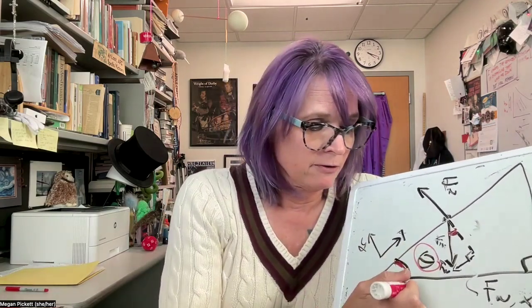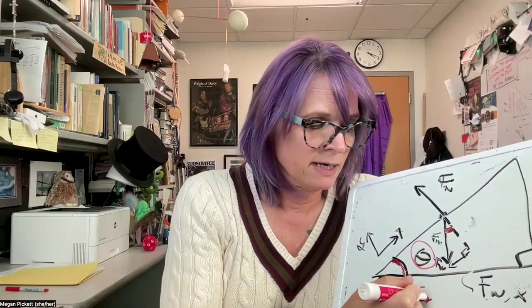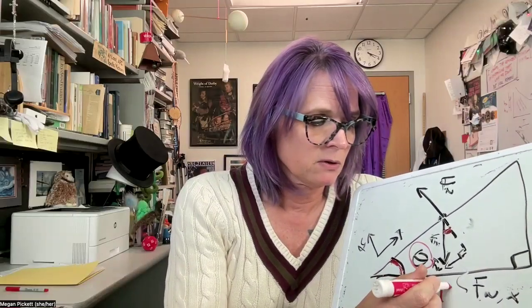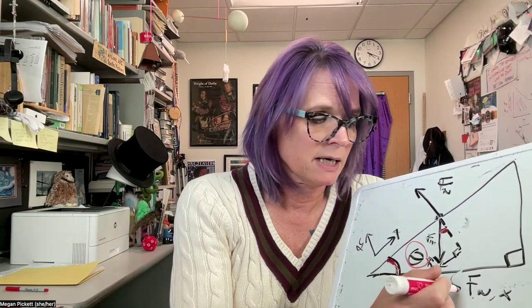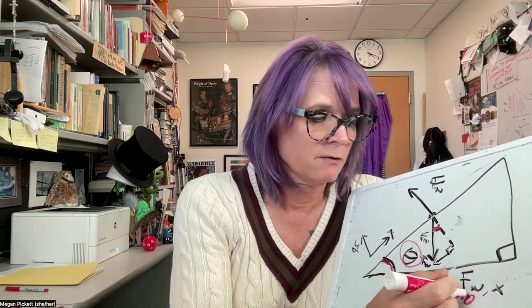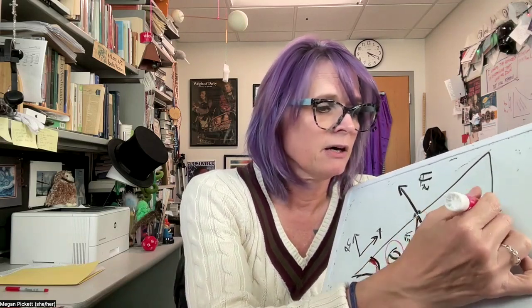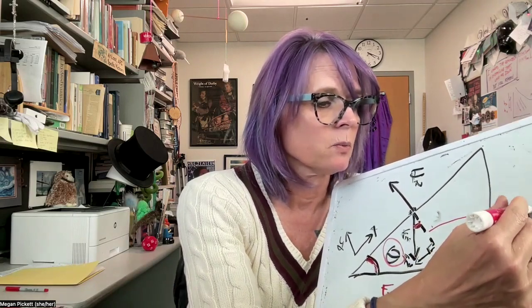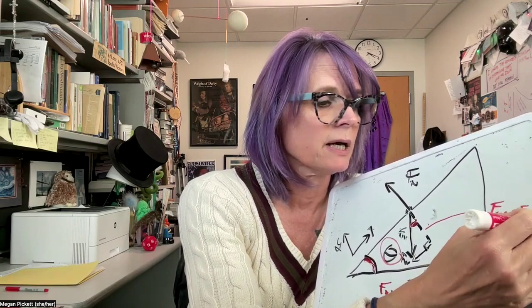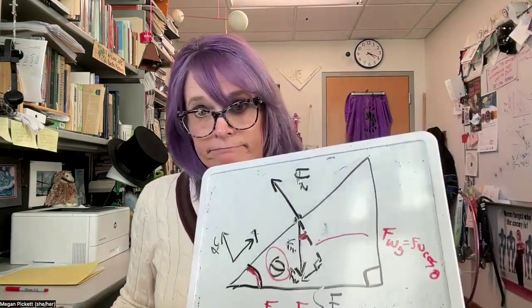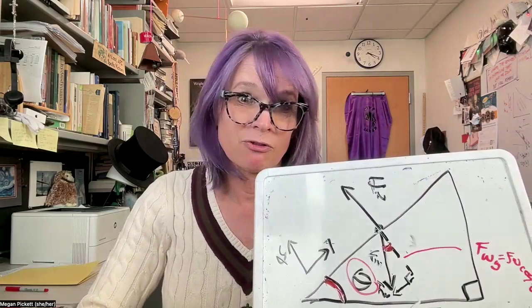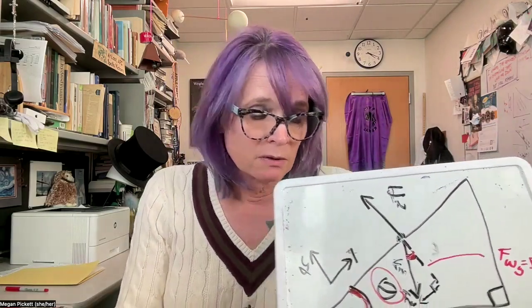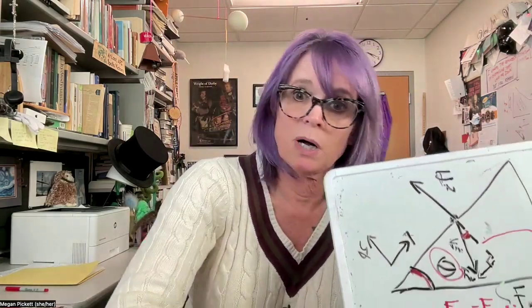And so F weight x is going to be the weight times sine of theta, whereas F weight y is equal to the weight times cosine theta. Okay, which is different from what we're used to using when we decompose things into x and y.